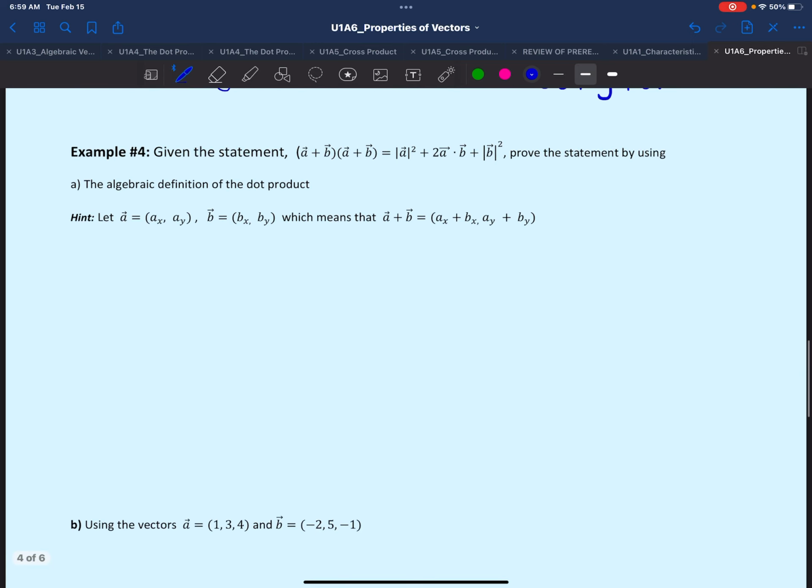Next, we are given the statement that A plus B times A plus B equals A squared plus 2AB plus B squared. And you probably recognize here a very important binomial expansion, A plus B squared. Now we have to prove the statement by using the algebraic definition of dot product, because that's what we have in here. So in other words, what we have is A plus B dot A plus B.